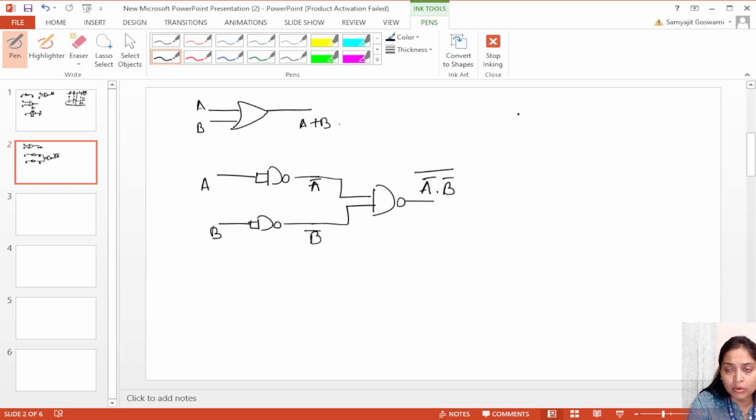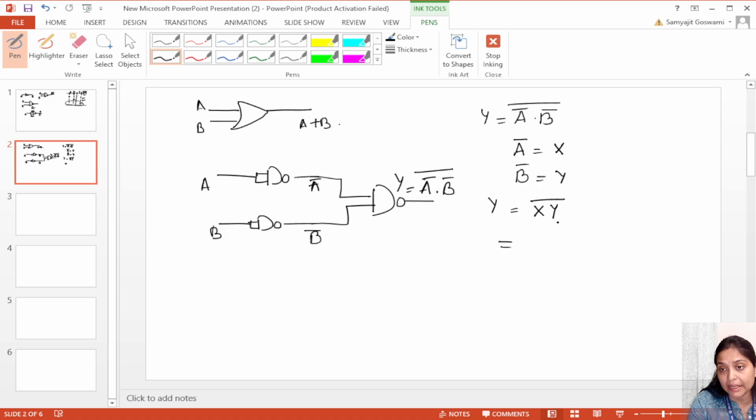Now the mathematics is A bar B bar whole bar. First of all, we consider A bar equals X and B bar equals Y. So the output is X and Y whole bar. According to De Morgan's law, if I apply it to this equation, it will come X bar plus Y bar.